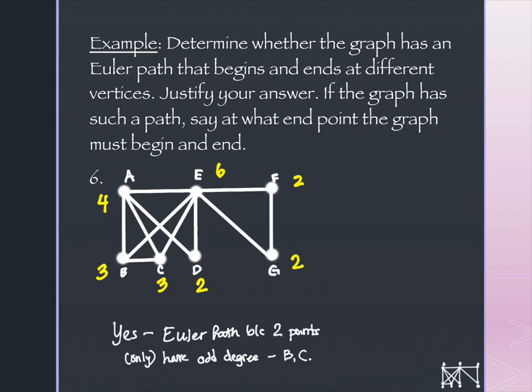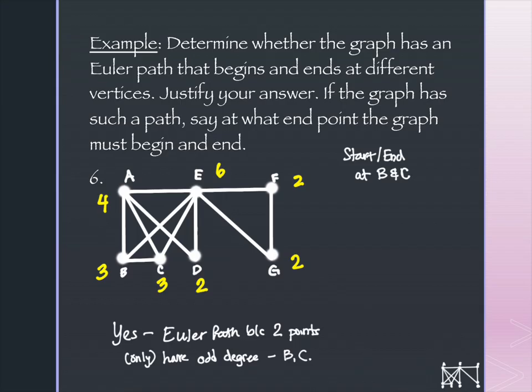All right, then. It says, if the graph has such a path, say what endpoint the graph must begin and end at. So what endpoint do we have to begin at, and what endpoint do we have to end at? Yeah, so we have to start and end, one or the other, right, at B and C, the ones that have odd degree.